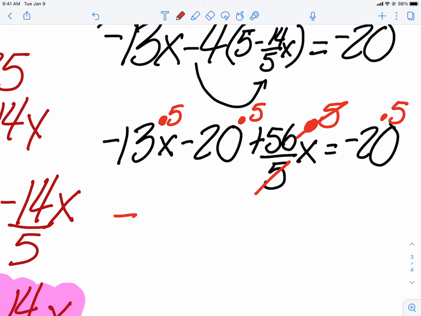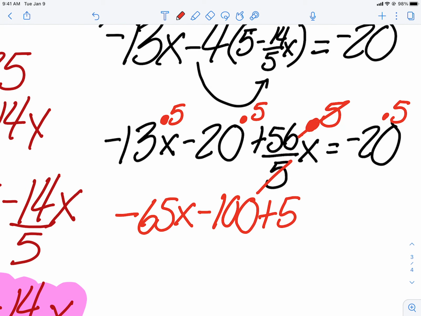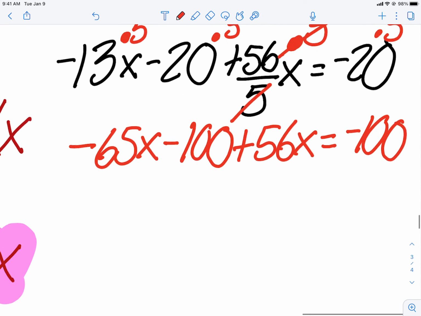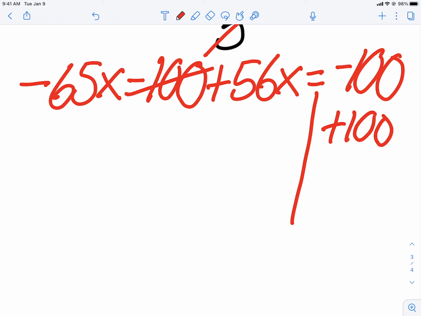So that's going to give me a negative 65x here. I'm going to get a negative 100 there. And I know this is plus 56x for sure. And negative 20 times 5 is negative 100 right there. So I'm going to draw my line of separation. This negative 100 comes over as plus 100.